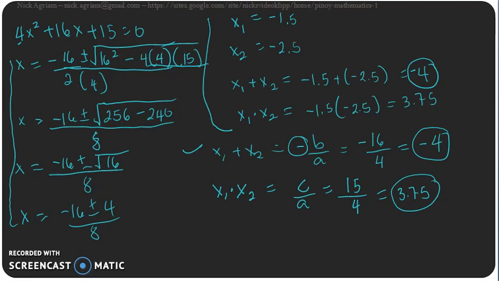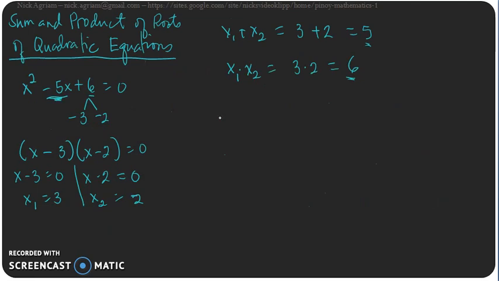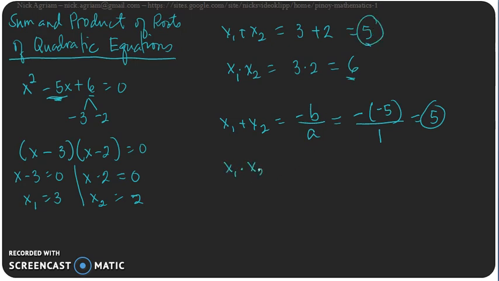What happened in our first example is that if we have x sub 1 plus x sub 2, it should be negative b divided by a. That is negative b, which is negative 5, divided by a, which is 1. We get positive 5, as you can see there. And x sub 1 multiplied by x sub 2 is equal to c divided by a. c is 6 divided by 1, and we have 6. And we get the same.